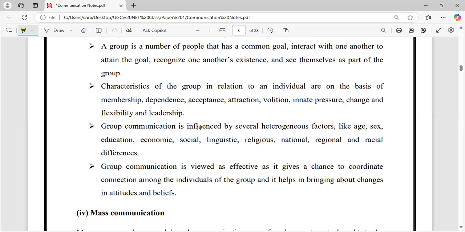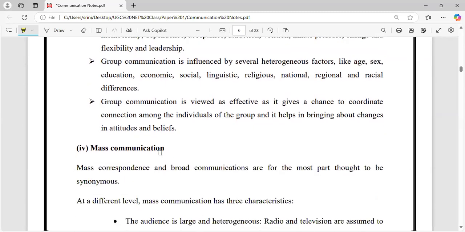Group communication is influenced by several heterogeneous factors like age, sex, education, economic backgrounds, social backgrounds, linguistic background, religious thoughts, national, regional, and racial differences. Group communication is viewed as effective as it gives a chance to coordinate connection among the individuals of the group, and it helps in bringing about changes in attitudes and beliefs.